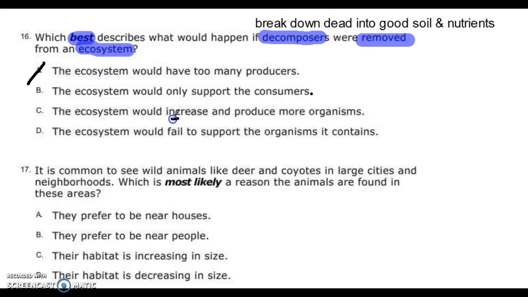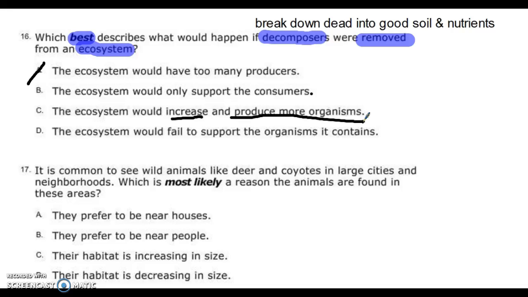The ecosystem would increase and produce more organisms. Boys and girls, when we took any link of that food chain out, what was the domino effect? What happened to the whole food chain if I took out the grass, the grasshopper, the snake, the hawk, or the decomposers? What happened? Sienna. Everything started dying, right? It was like this chain effect.